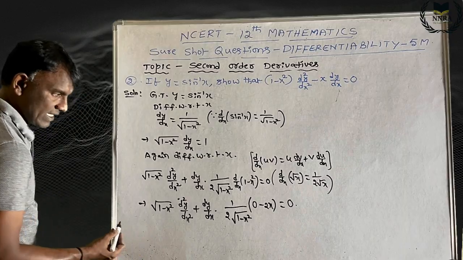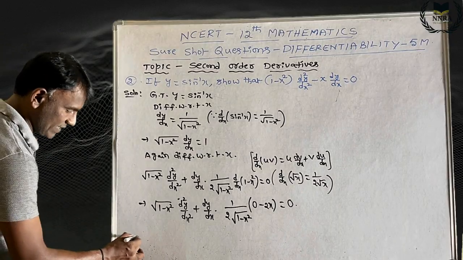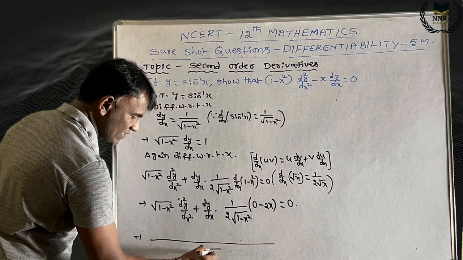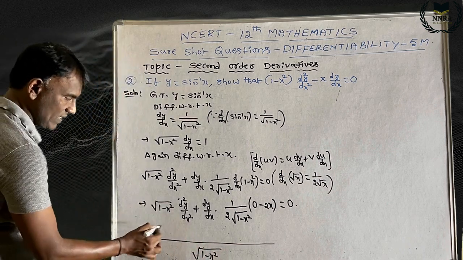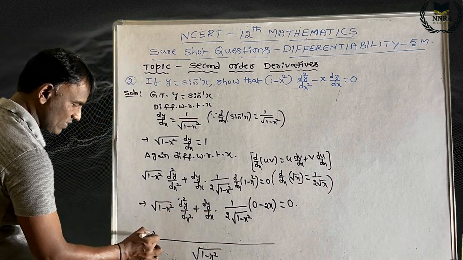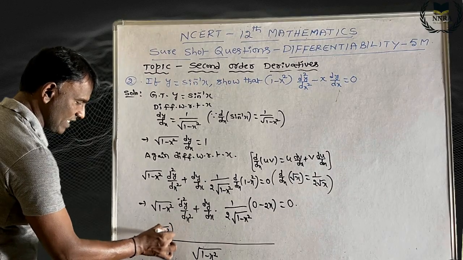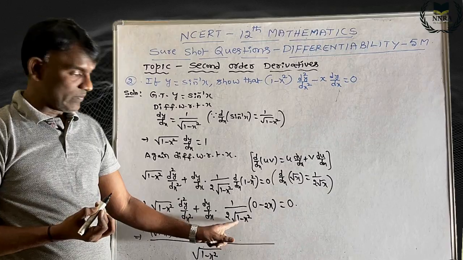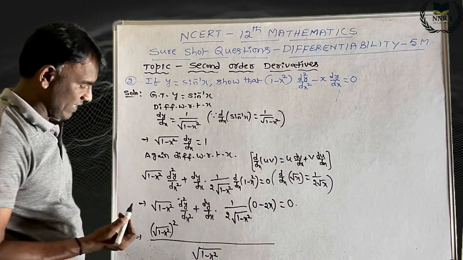So again do one thing. Now take LCM directly. So what is that LCM? Square root of 1 minus x square. And this one, product of these two, na? So root of 1 minus x square whole square. For LCM just I am taking only this term. Why? Because 2 gets cancelled, it is not required.